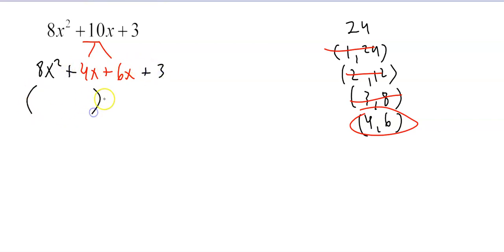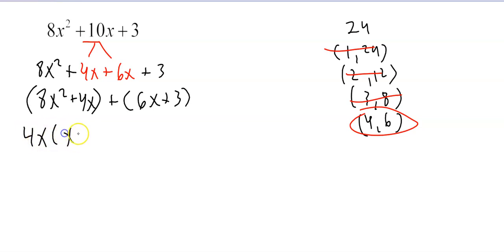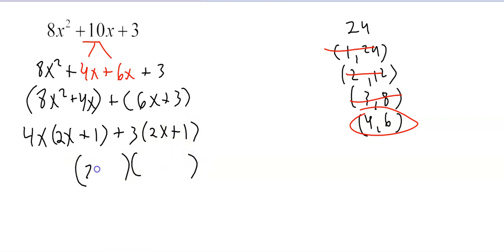We're going to group the first two terms, group the next two terms. And 6x plus 3. Pull out the GCF, so this would be 4x times x times 2x plus 1. And then 3 times 2x plus 1. Regroup them. You should have our factors here. So 2x plus 1 is one of them, and 4x plus 3 is the other.